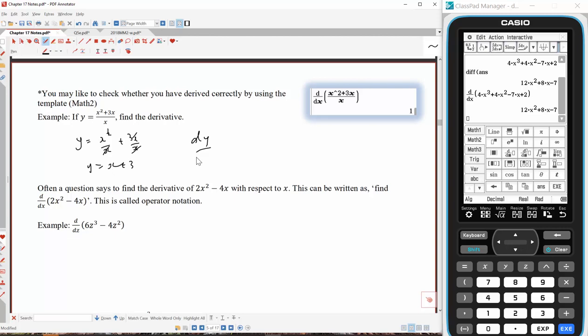Now let's differentiate by saying dy/dx equals, x is currently to the power of 1. 1 times 1 is 1. x to the 0 is 1. So the derivative in this case is 1.